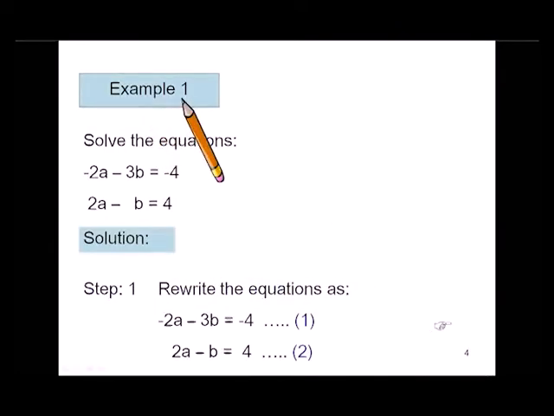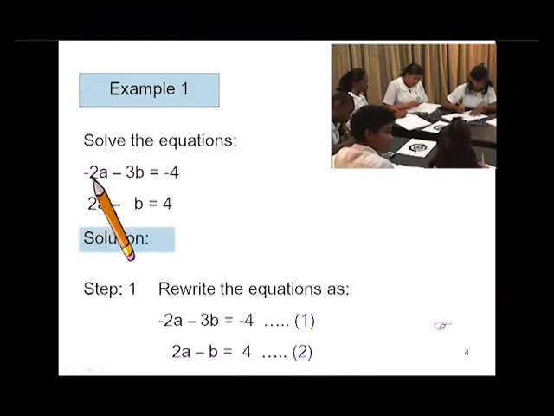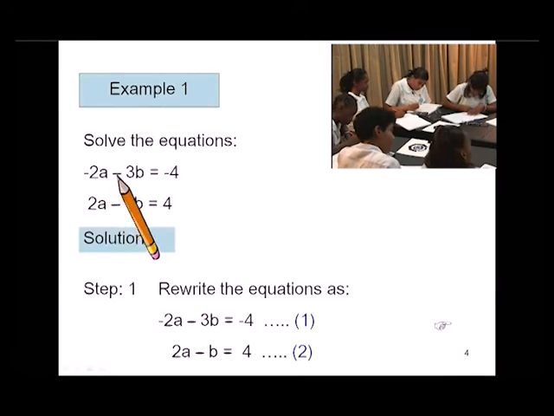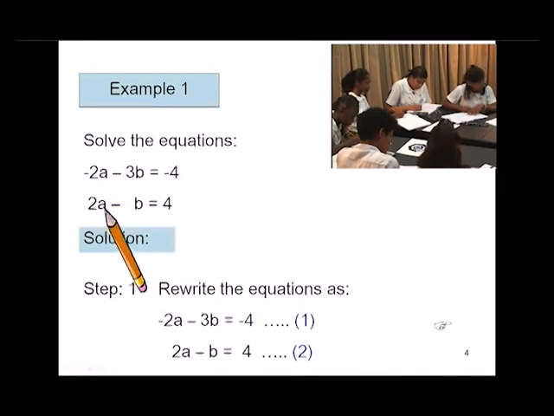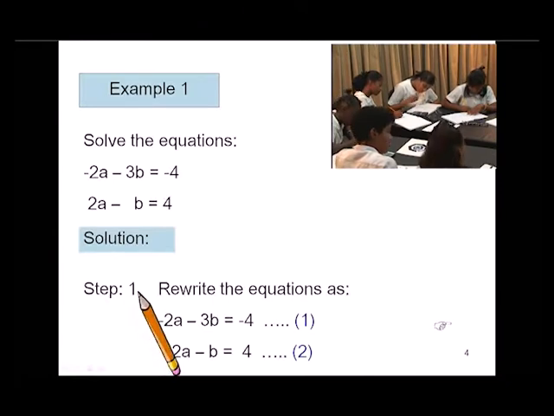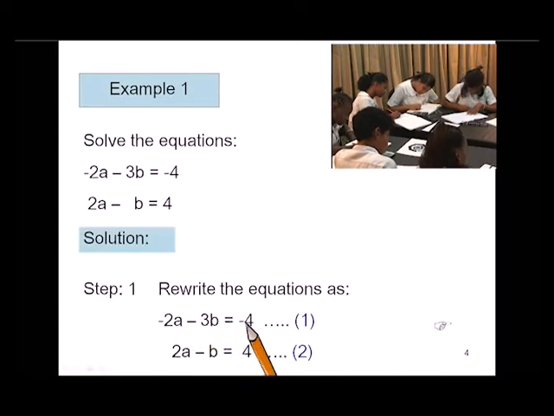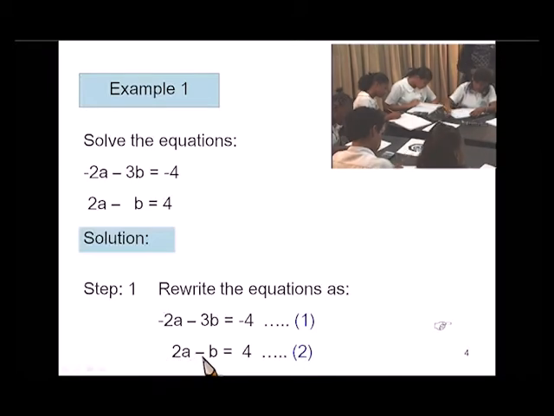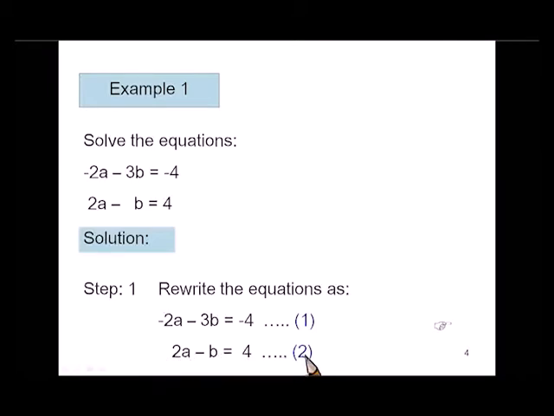Example 1. Solve the equations negative 2a take 3b equals negative 4, 2a take b equals 4. Solution. Step 1. Rewrite the equations as negative 2a take 3b equals negative 4. Call it equation 1. 2a take b equals 4. Call it equation 2.